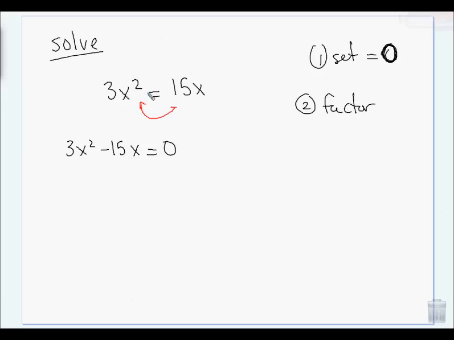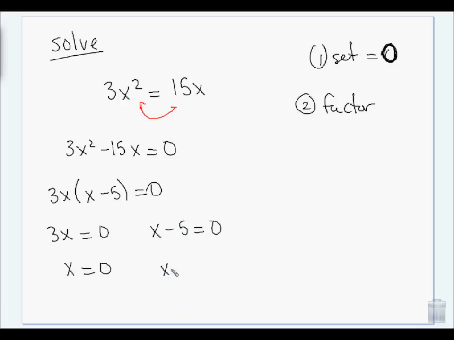Okay, so we set equal to 0. That was our first step. Then we factor it. I can factor out a 3 and an x, and I'm left with x minus 5. Then I set each of these equal to 0. So x equals 0 or x equals 5.